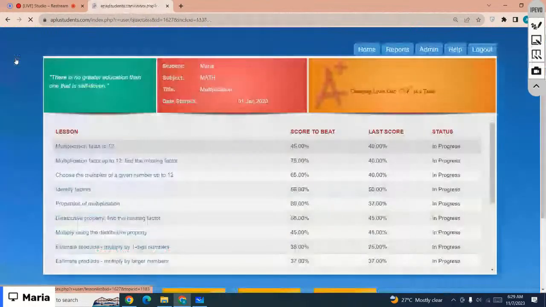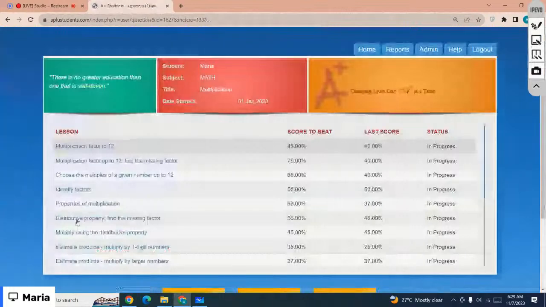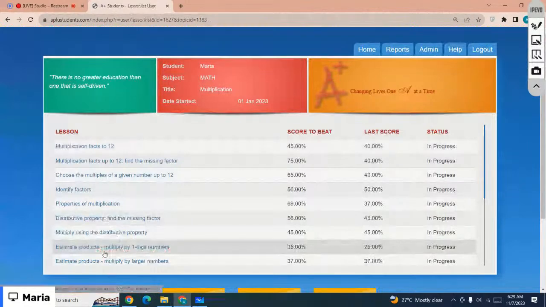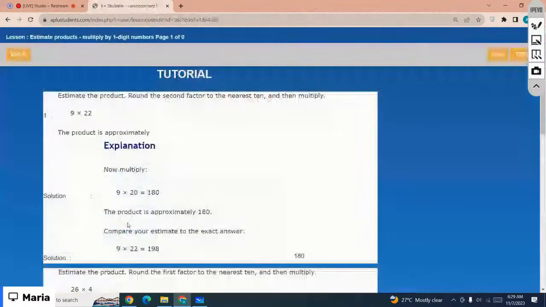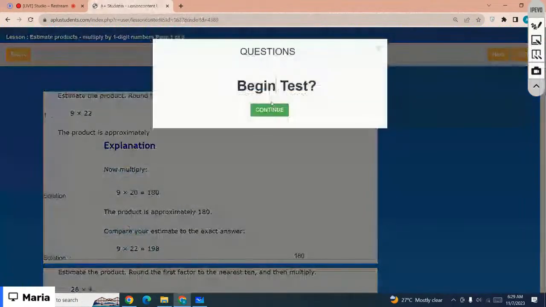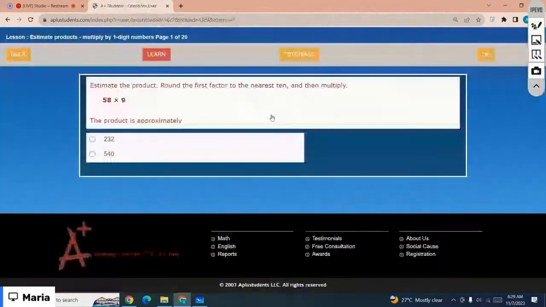The next lesson is estimate products, multiply by one-digit numbers. So you have to estimate products. How do we estimate the products? Let's just start with the practice questions. Estimate the product. Round the first factor to the nearest 10 and then multiply.